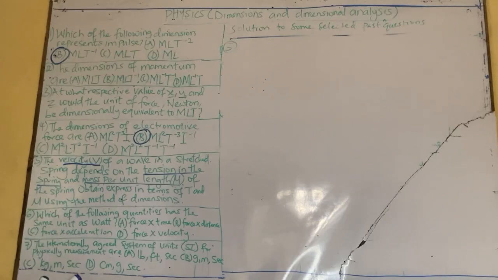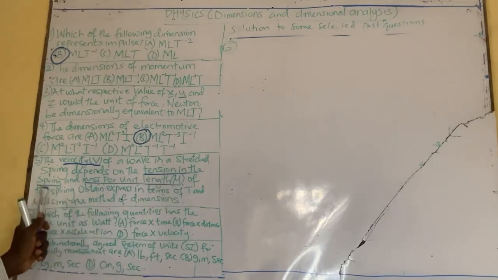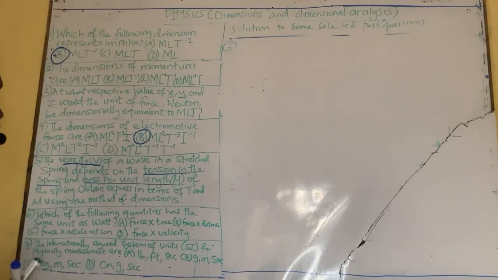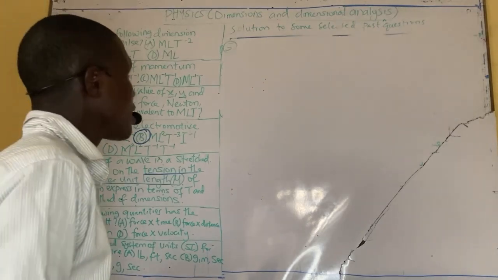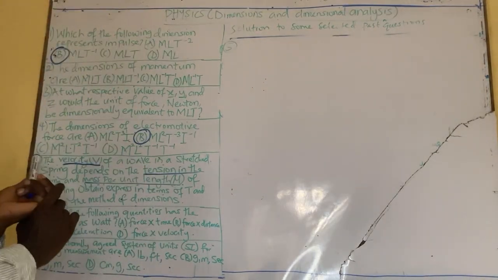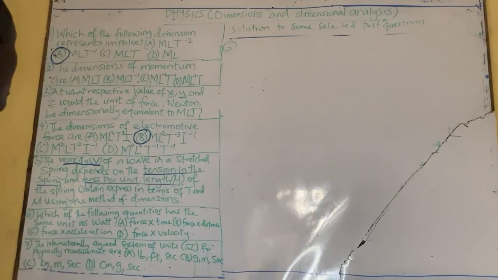Obtain the expression for v in terms of T and mu using the method of dimension. So now we are going to be talking about how to express this information in terms of dimensions.